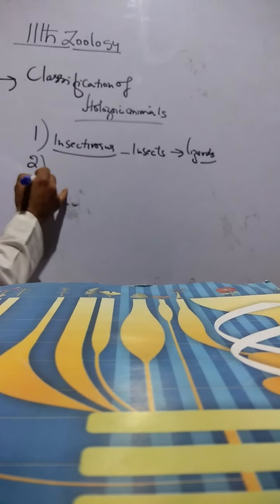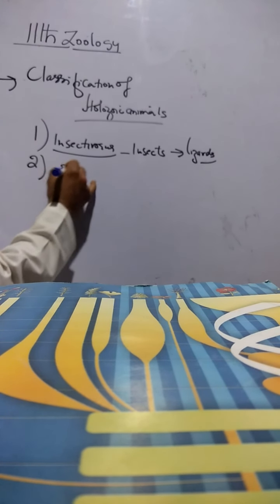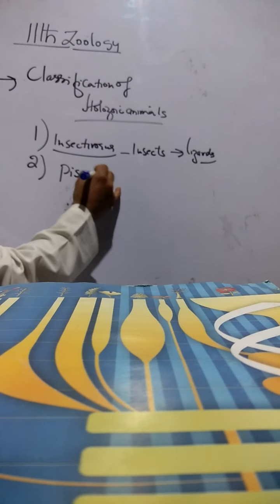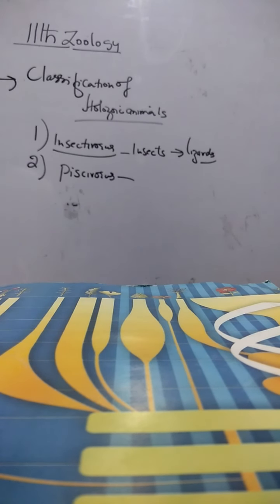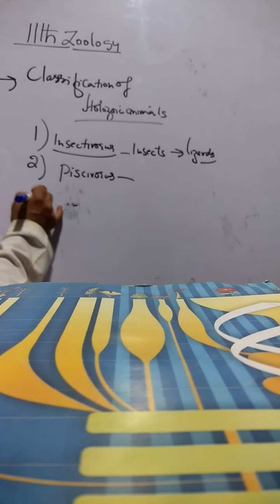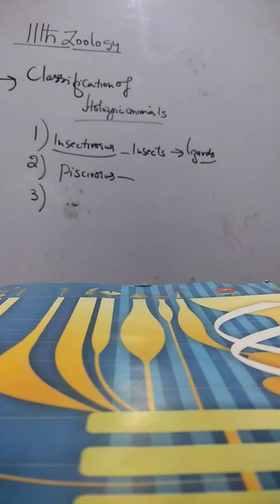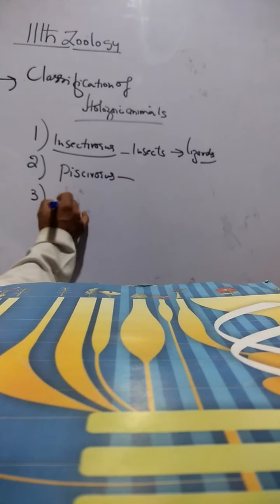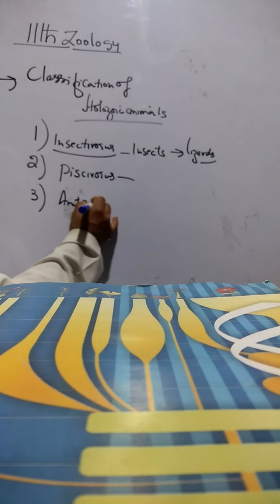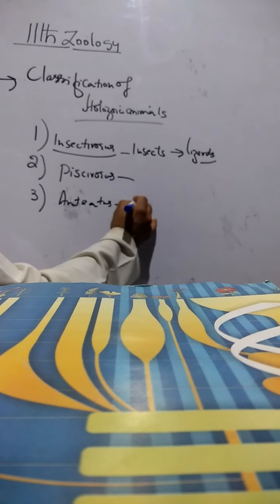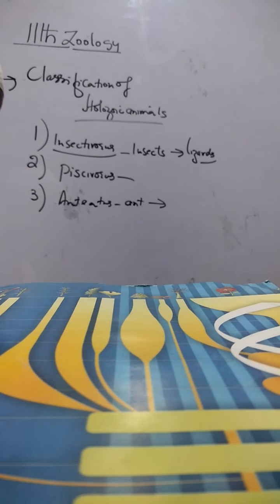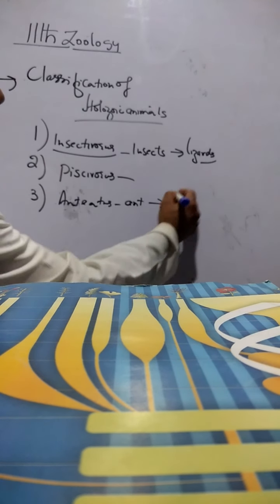The second group comprises piscivorous animals. The classical example of this is the fish on which it feeds, for example, kingfishers. The third group is anteaters. The food on which they feed is ants. Ants comprise their food. The example is spiny anteater.